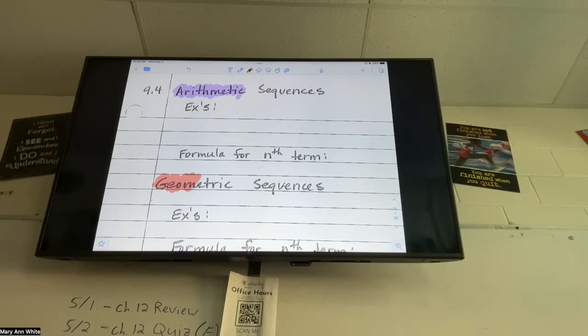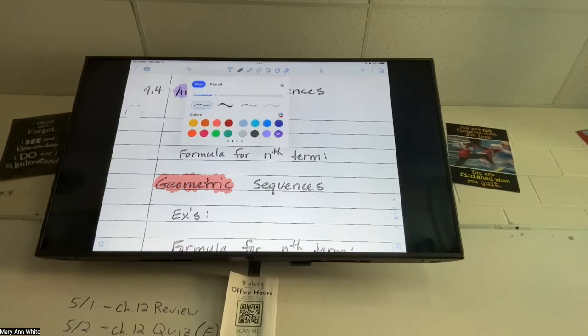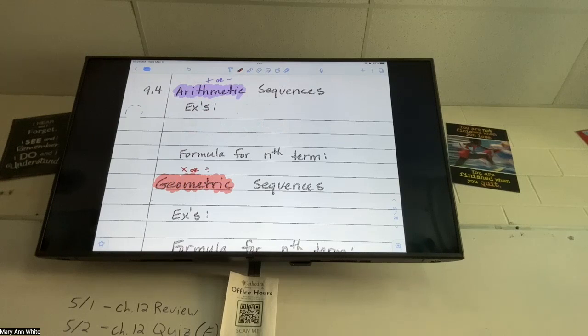The difference between those is how we go from the first term to the second term to the third term. Arithmetic is where we add or subtract to get from the first term to the second term. And geometric is where you multiply or divide to get from the first term to the second term.